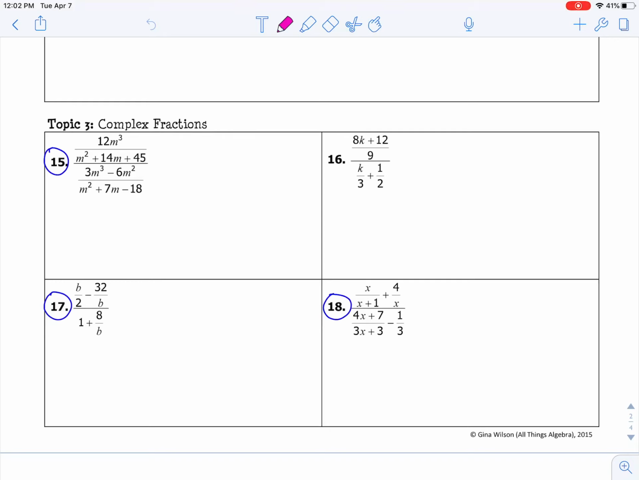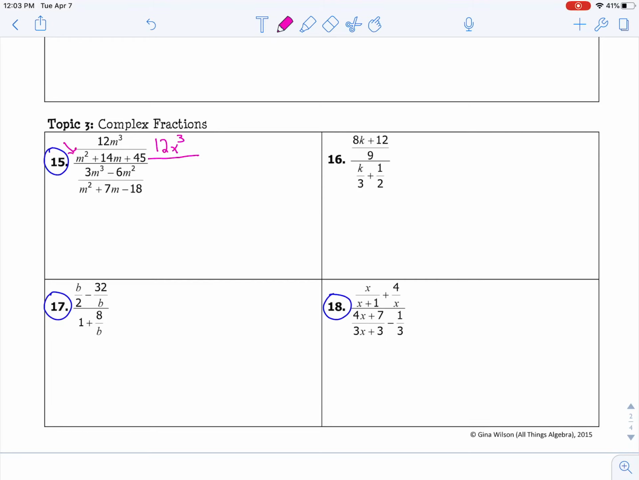So we talked about how with these complex fractions we really want to look at them horizontally, side to side. So I'm going to rewrite 12x to the third. I'm going to go ahead and make it 12x, just because I find that to be easier. And then I'm going to go over and factor this one right here.